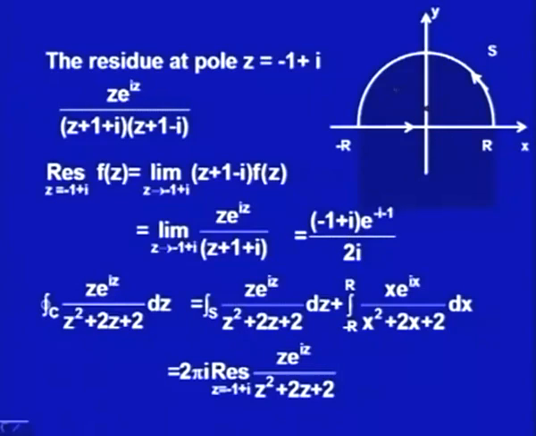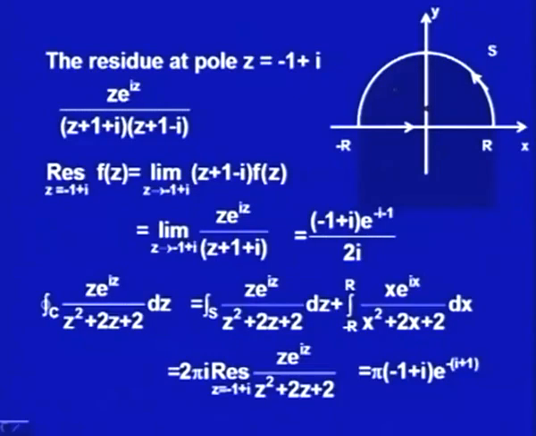The residue we just calculated was (minus 1 plus i) e to the power minus i plus 1 upon 2i. Multiply it with 2 pi i, so the 2i gets cancelled out. We get minus 1 plus i times pi into e to the power minus i plus 1. Now, the remaining thing is just to show that the integral of z e to the power iz upon z squared plus 2z plus 2 along the semicircle S approaches 0.